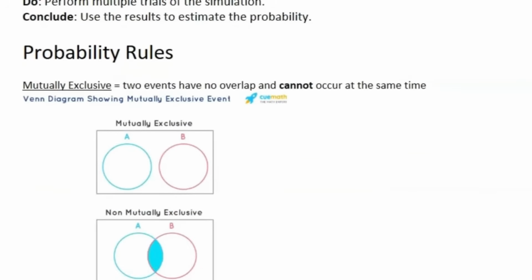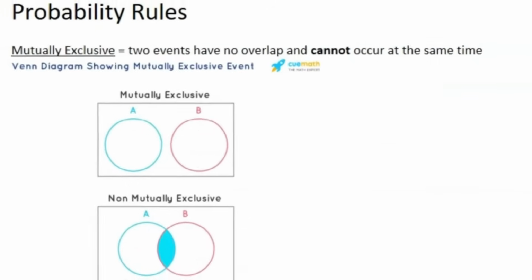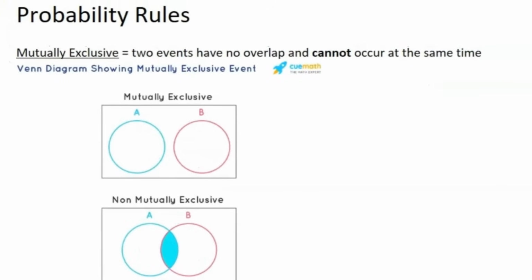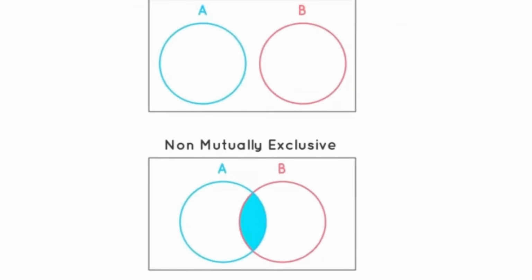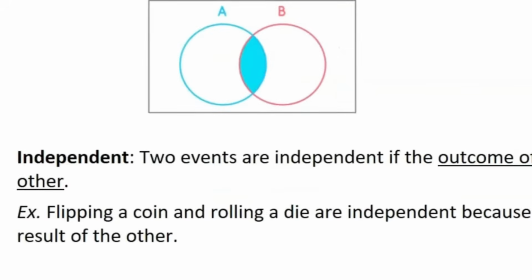Now we're going to talk about probability rules. To talk about probability rules, we first need to get a couple of definitions out of the way. The first one is mutually exclusive. 2 events have no overlap and cannot occur at the same time is the definition for a mutually exclusive occurrence. You can see here, this is a nice diagram. You have event A and event B. They're mutually exclusive because there's no overlap, they cannot occur at the same time. But if they're not mutually exclusive, they can occur at the same time. That's why there's the overlap in the Venn diagram.